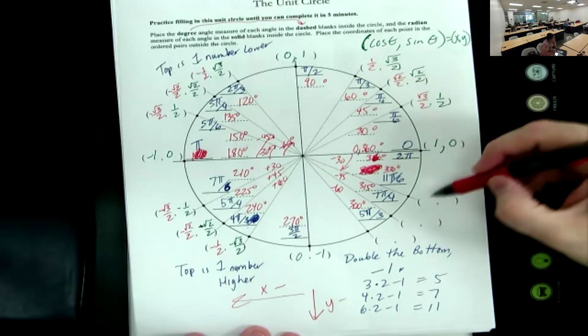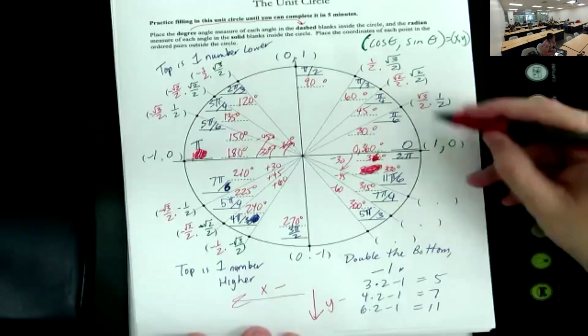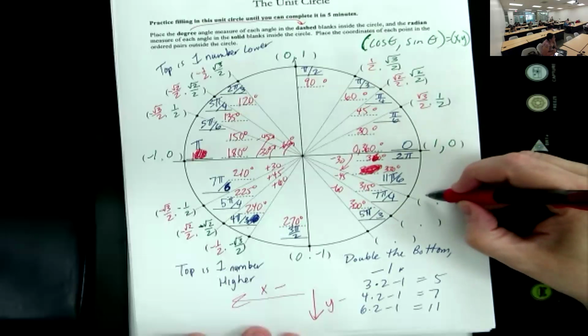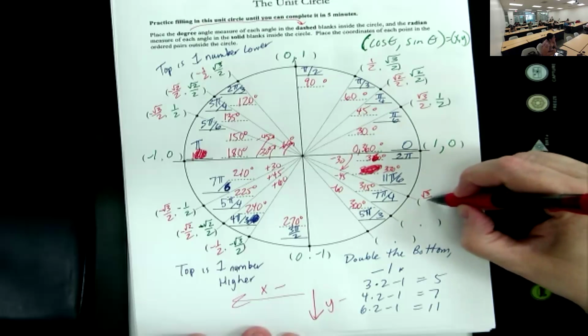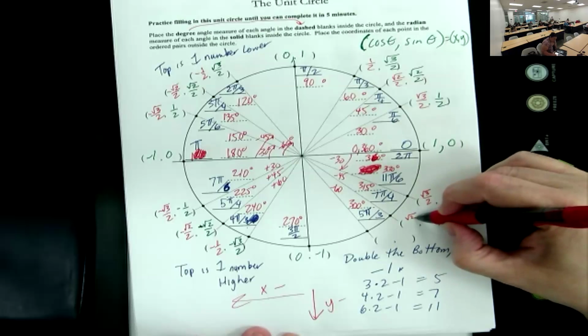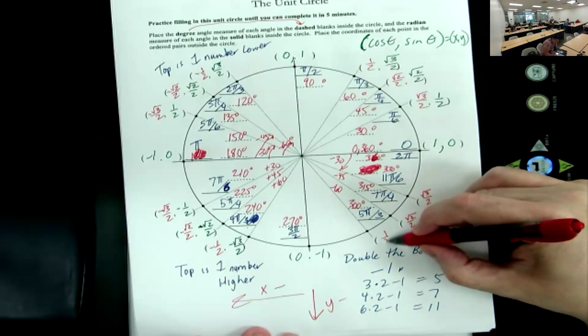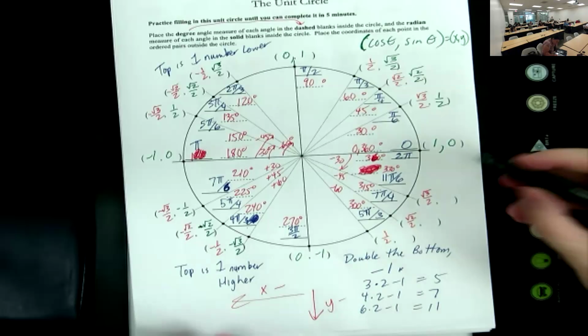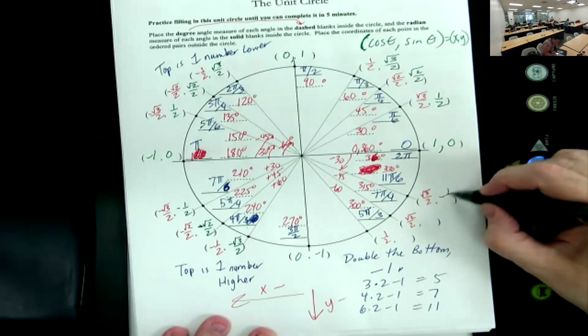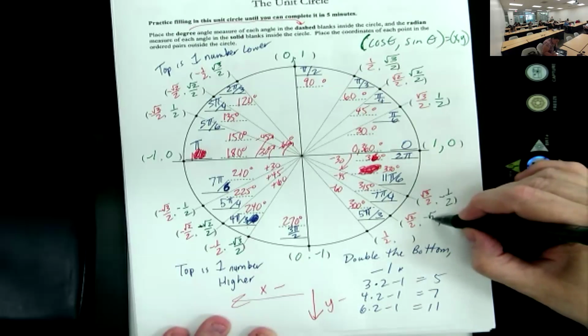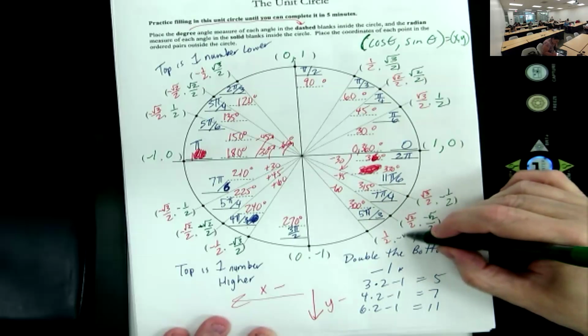And if we come down here, we're reflecting across this, but y is negative now. So my x values will just stay the same. And my y values are going to go negative. So negative 1/2, negative root 2 over 2, and negative root 3 over 2.